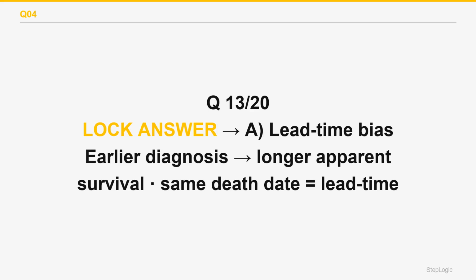Distinguished from length time bias, choice D, where screening preferentially detects slow-growing, indolent tumors that would have done well anyway, making screening look better. Lead time is about the clock starting earlier, length time is about which tumors get caught. The unchanged age at death specifically signals lead time bias.